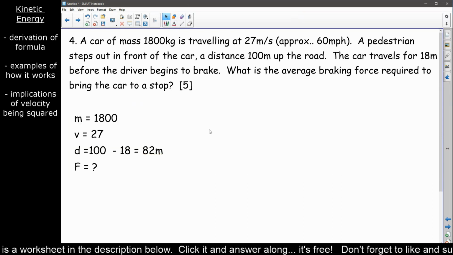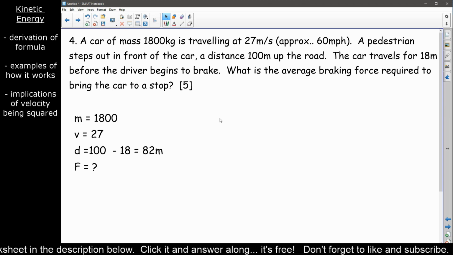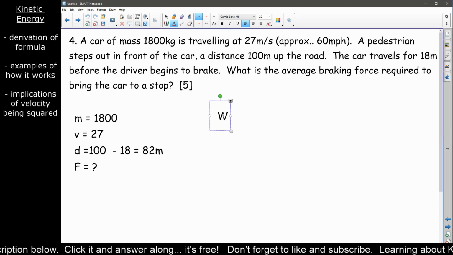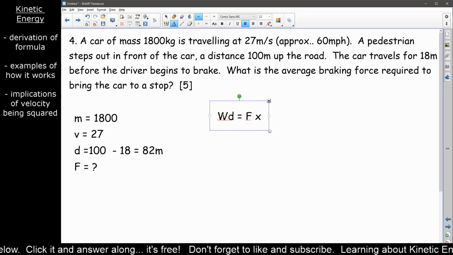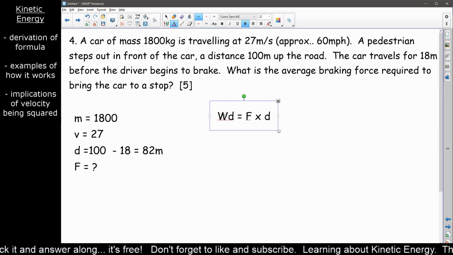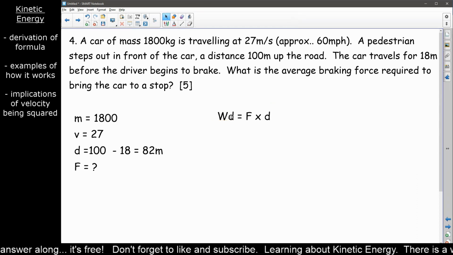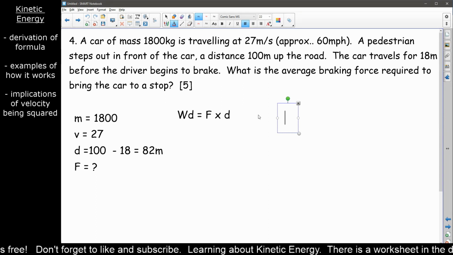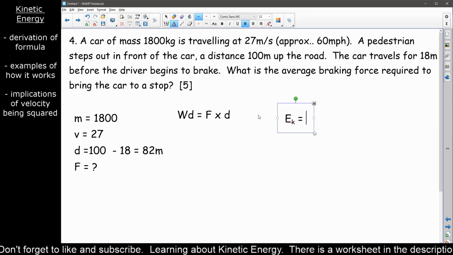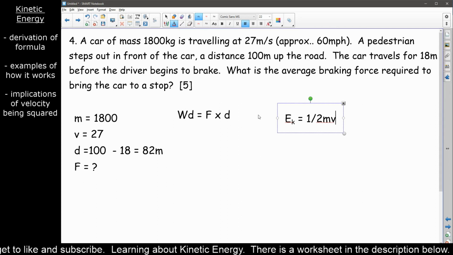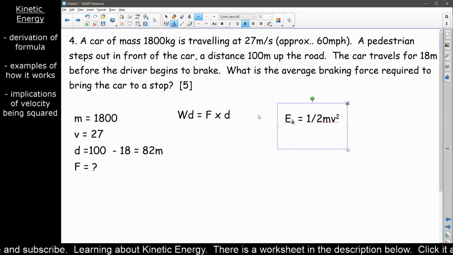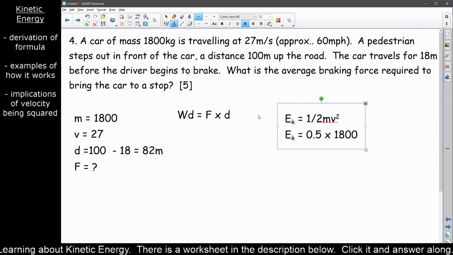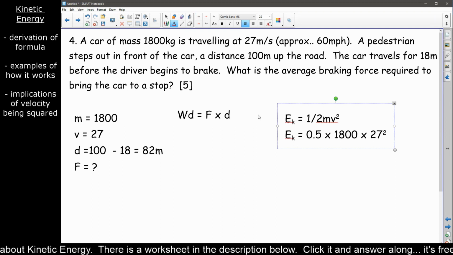car. Alright, so braking force, so we have force and distance. That's good, okay? So we'll probably want work done equals force multiplied by distance. The issue here is we don't have the work done. So I'm going to park this equation here. We have also mass and velocity, so we can definitely get the kinetic energy. EK equals a half mv squared. So we can work out how much kinetic energy the car has. And that's equal to 0.5 times 1,800 times 27 squared.